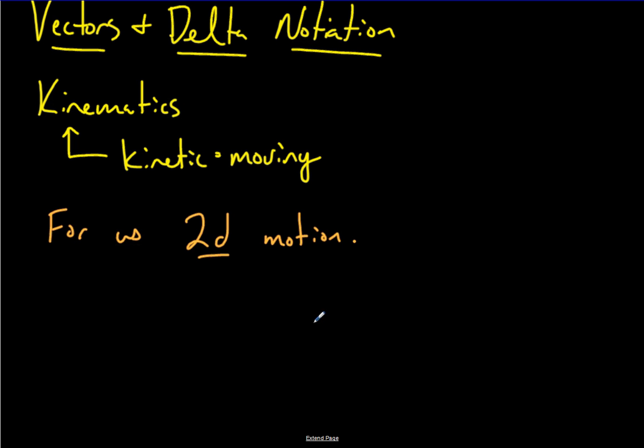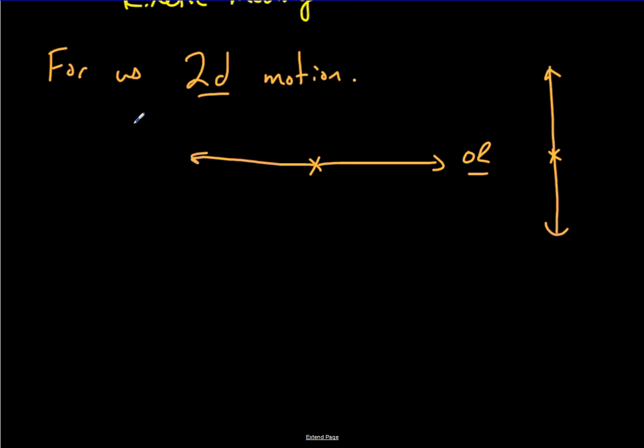So what are the 2 dimensions? Well, basically they're right and left, or up and down. Okay? So that's it. We're going to talk about objects that move in one of these two ways.